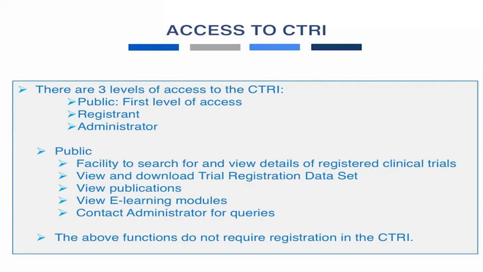What is public access? Public access is nothing but the facility to search for and view details of registered clinical trials. They can view and download the trial registration datasets, view the publications, view the e-learning modules, and contact the administrator for any kind of queries. So any public person, even you, can go onto this particular portal of the CTRI and access the data which is available.